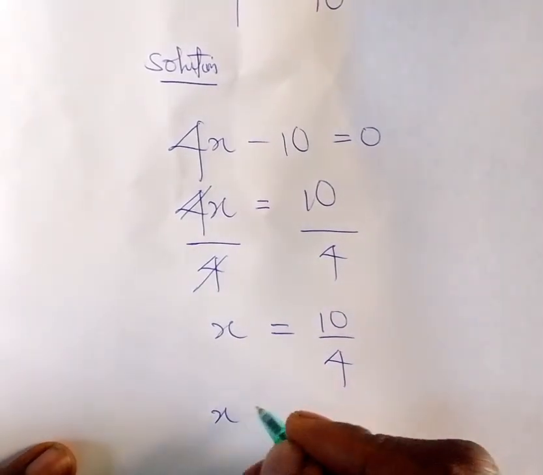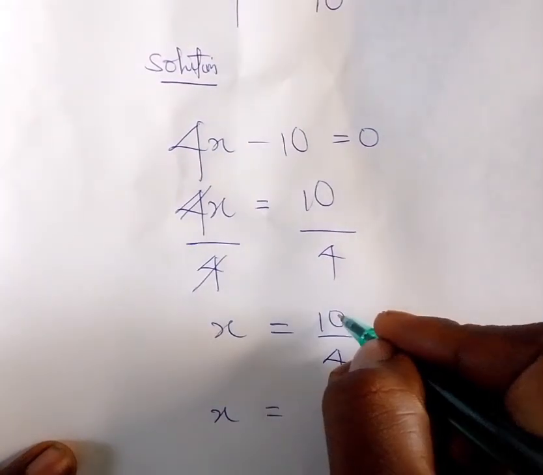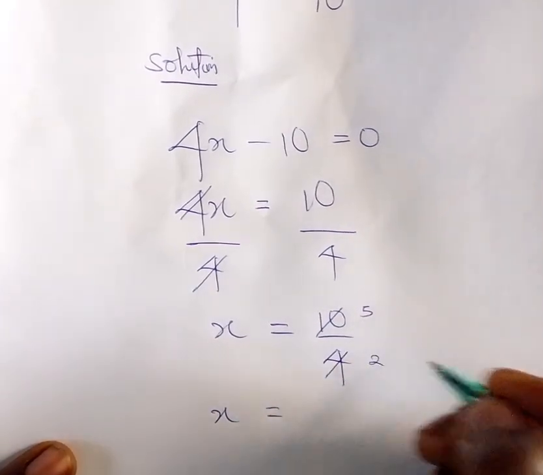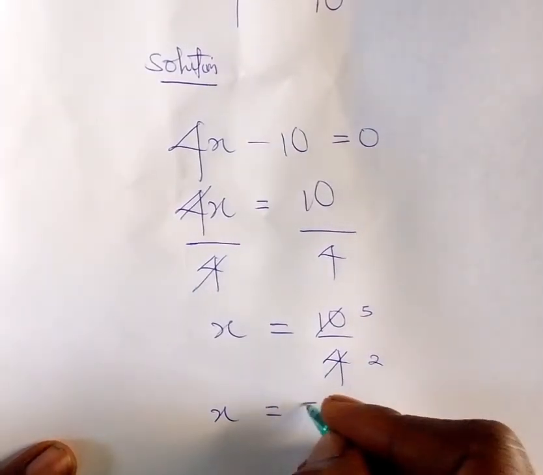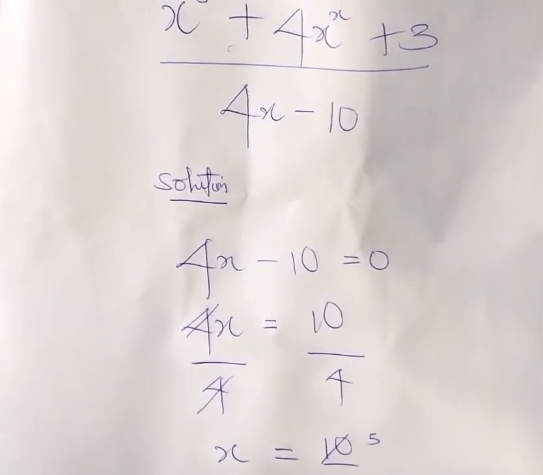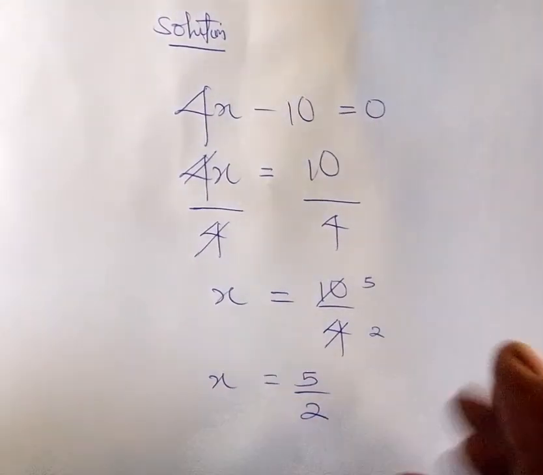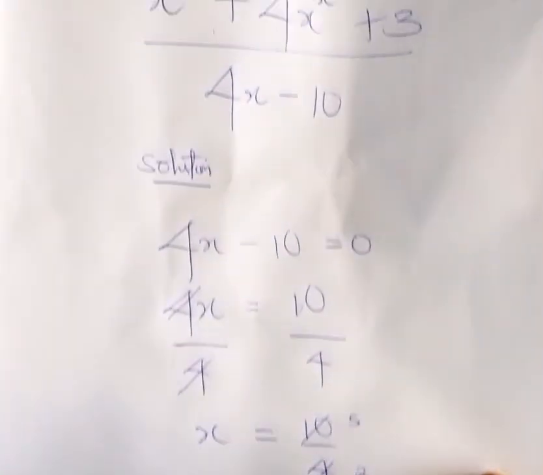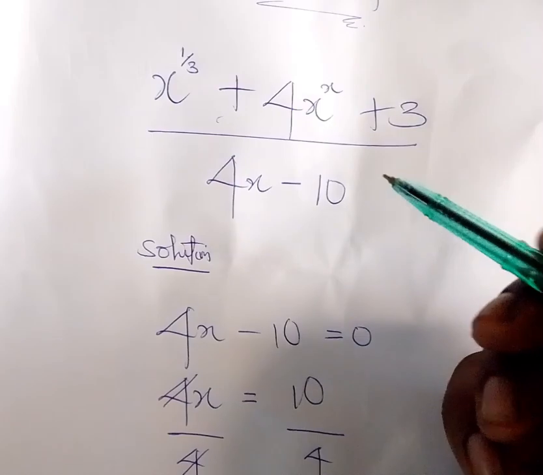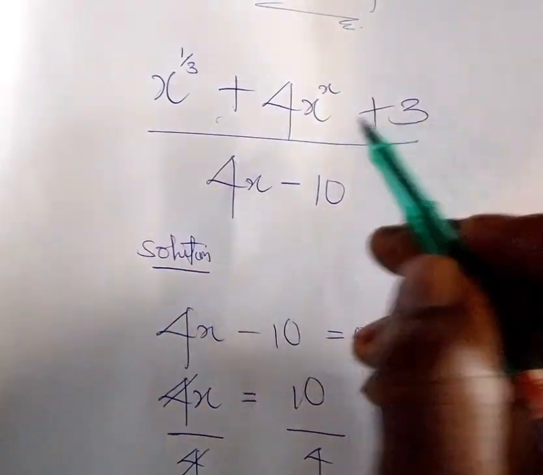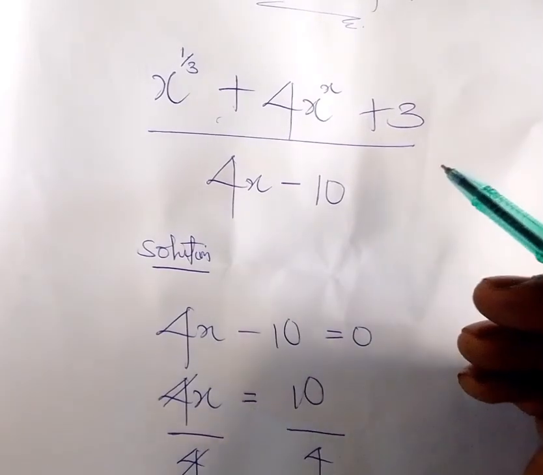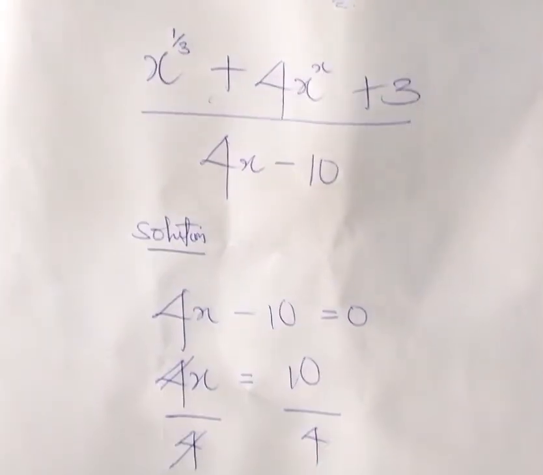Then if you divide 10 by 4, 2 into 10 is 5, and 2 into 4 is 2. So the final result is 5 over 2. Now if you substitute 5 over 2 into this expression, we are going to obtain 0. That means this fraction will give you undefined because the denominator has been made 0. That is the simple trick.